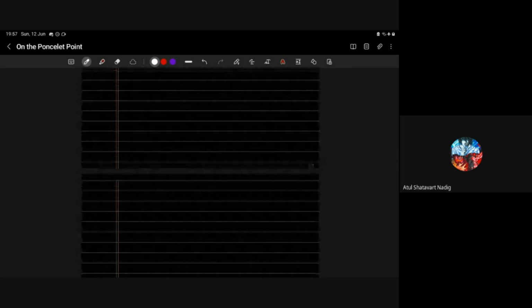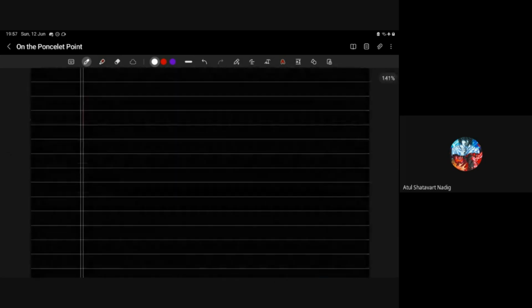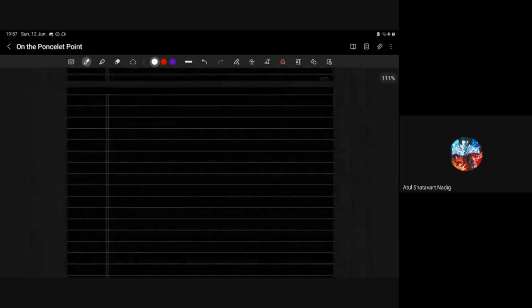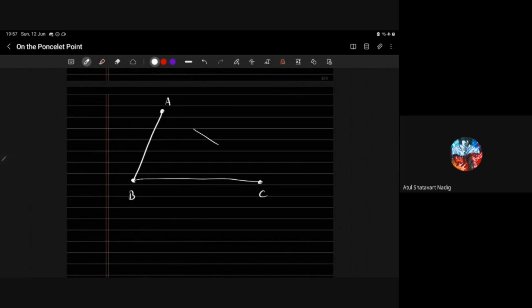Now we'll look at some nice configuration. It's very interesting actually. So take triangle ABC, and you take a point P here somewhere, of course not equal to the orthocenter of ABC. Let H be the orthocenter of ABC. Let's say H is there.